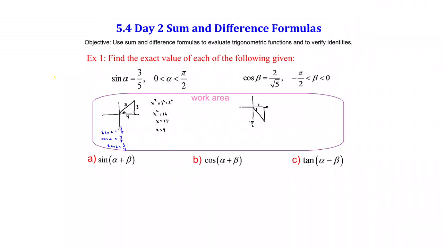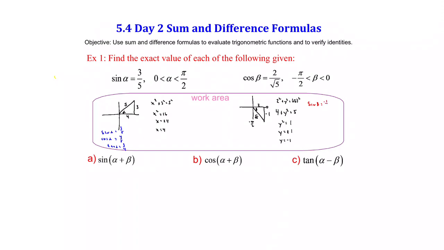Cosine is adjacent, so that would be positive 2 over the hypotenuse, which is square root of 5. So we can find the missing part of the triangle by doing 2 squared plus y squared is equal to the square root of 5 squared. So that'll be 4 plus y squared equals 5. y squared will be equal to 1. And once again, y could equal plus or minus 1. Now in this case, because we are in quadrant 4, you are going down, so the y value will be negative 1.